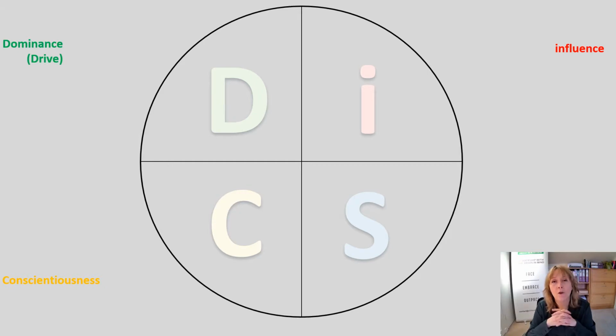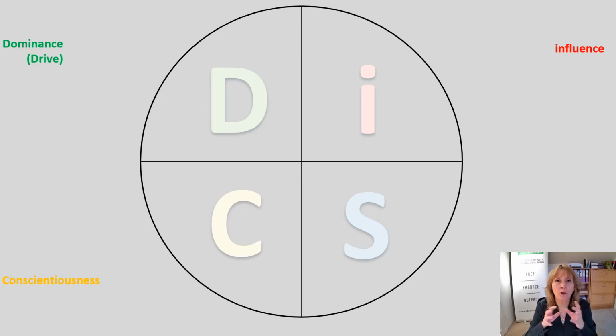So here are the 4 DiSC quadrants again. I'm going to go through each one in turn and give you a little summary of what the behaviour styles are most likely to look like for each one of the quadrants. It's important to remember as I do that we are not one of these quadrants. None of us live in only one of these quadrants.